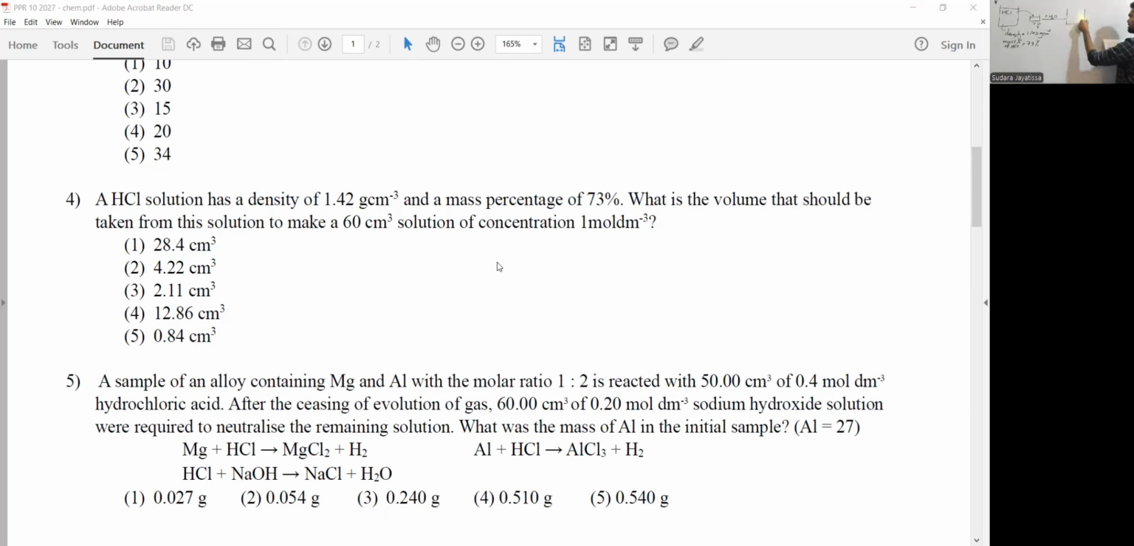And you are asked how much volume is needed to prepare 60 cubic centimeters of diluted HCl solution with 1 mole per decimeter cube concentration. Okay, so that's the question.